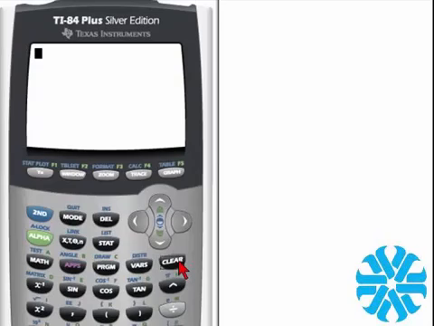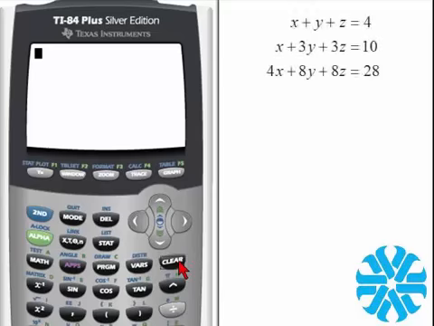For example 3, we will have infinitely many solutions for the system of equations. So use a matrix in row-reduced echelon form to solve the following system of equations. x plus y plus z equals 4. x plus 3y plus 3z equals 10. 4x plus 8y plus 8z equals 28.